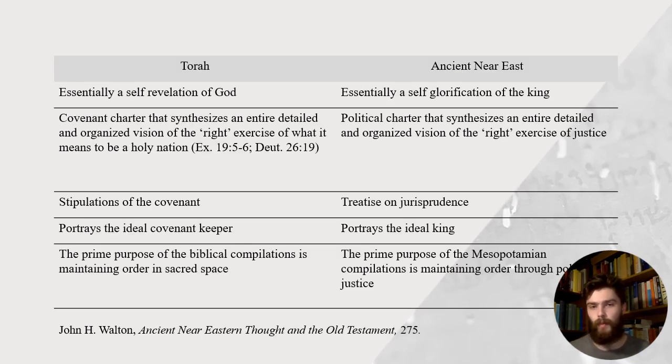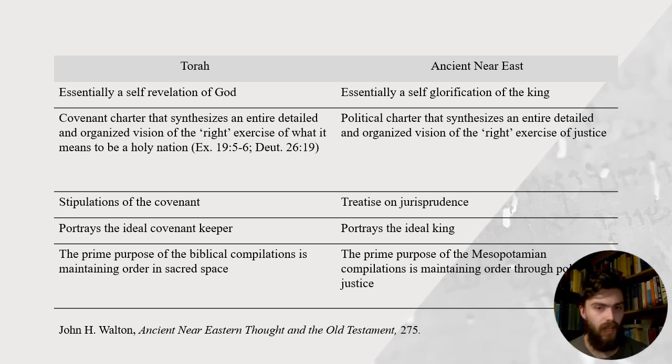Walton, I think, really sums up these differences in this table. So he says that the Torah, for example, is an essential self-revelation of God, whereas the ancient Near Eastern laws are self-glorification of the king. And so there's the theological and the judicial or political differences there. Likewise, the covenant charter of the Torah synthesizes an entire detailed and organized vision of the right exercise of what it means to be a holy nation, whereas the ancient Near Eastern laws represent a political charter that synthesizes an entire detailed organized vision of the right exercise of justice.